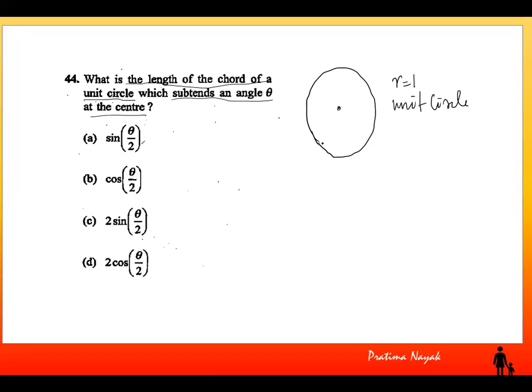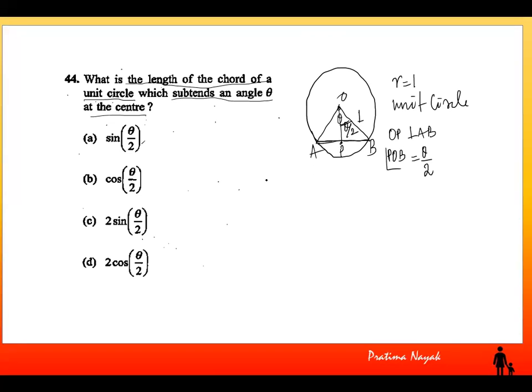So a chord is making an angle theta, radius is 1. We have to get the length of the chord AB here. This angle is theta. No problem. I'll drop a perpendicular here. OP is the perpendicular. OP is perpendicular to AB. Then how much will be angle POB? POB angle is equal to theta by 2. This is theta by 2.